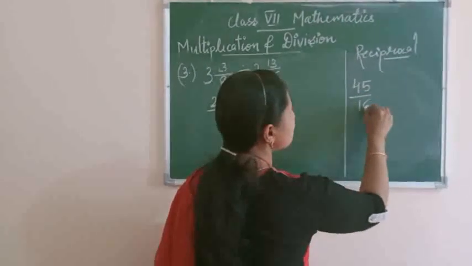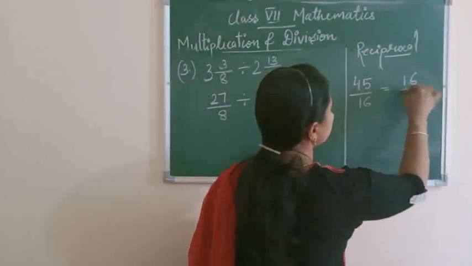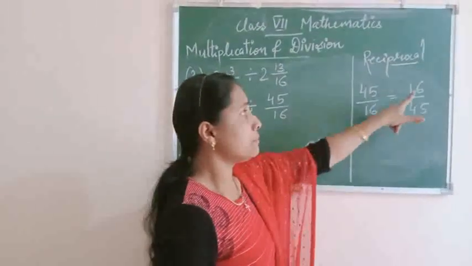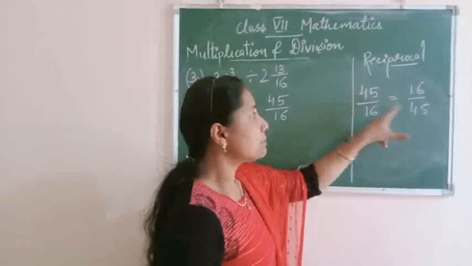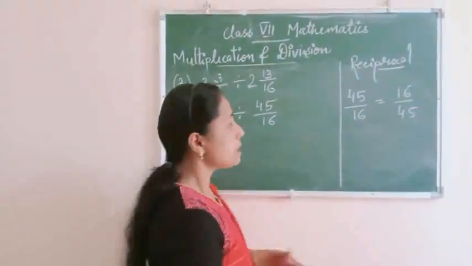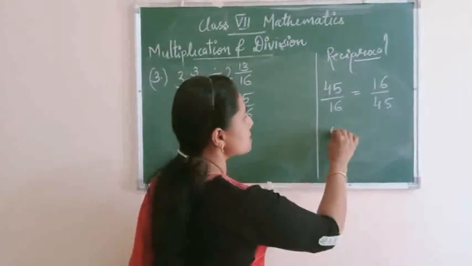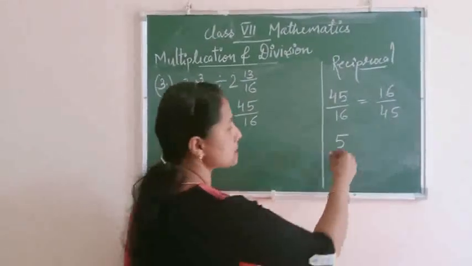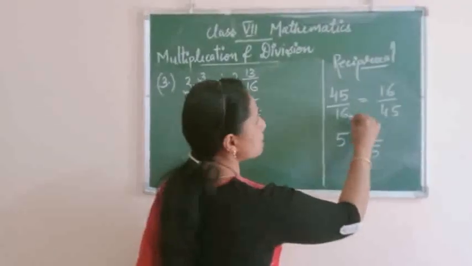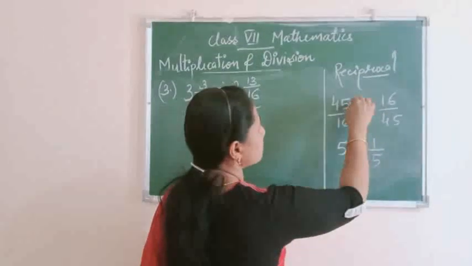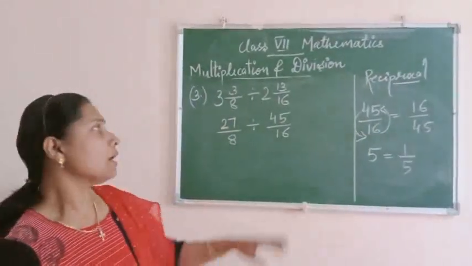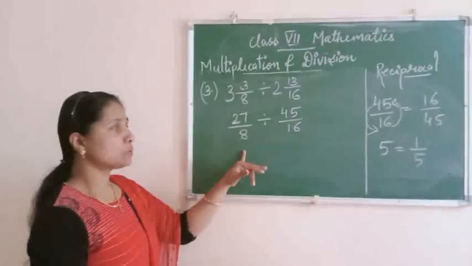The reciprocal of this is 16 upon 45. Opposite. This fraction's denominator became the numerator and the numerator became the denominator. That is the meaning of reciprocal. Just take the opposite. Suppose you have to take the reciprocal of the number 5. Reciprocal of number 5 is 1 upon 5. Numerator will become denominator and denominator will become numerator in the reciprocal. So after taking the reciprocal, now see the solution here.